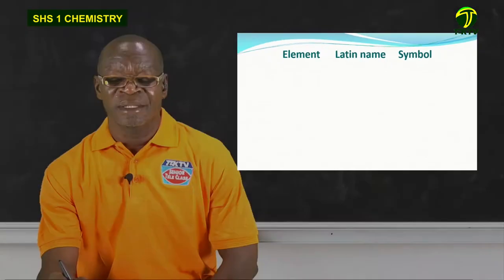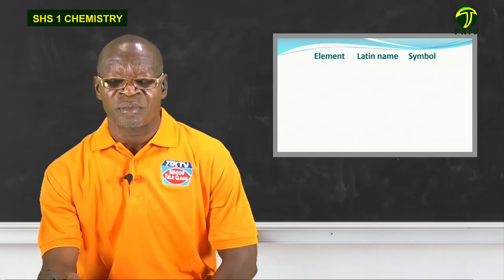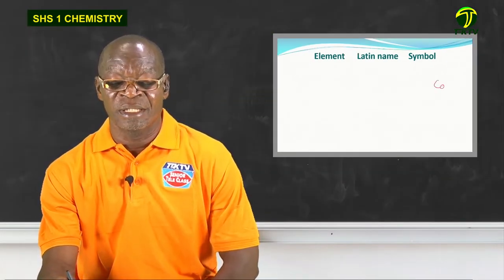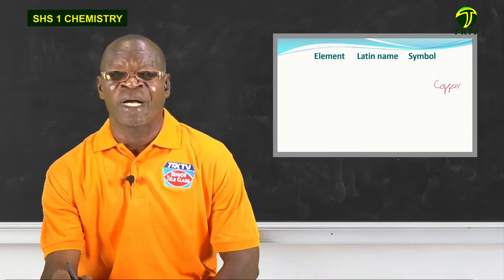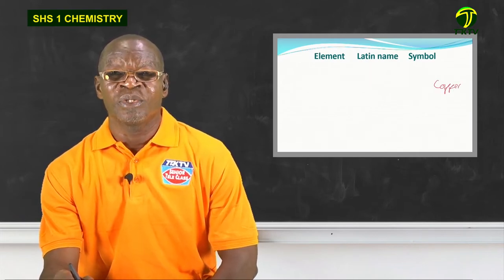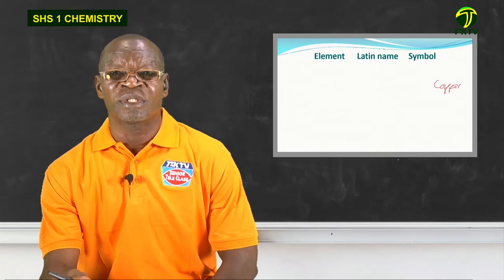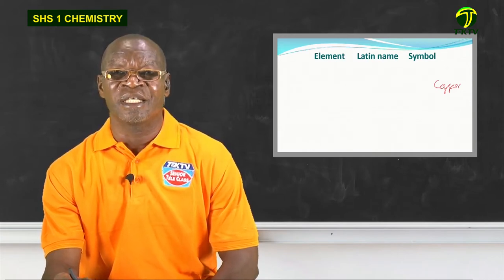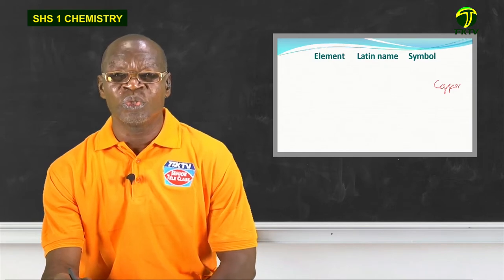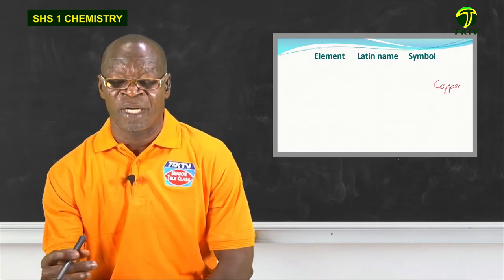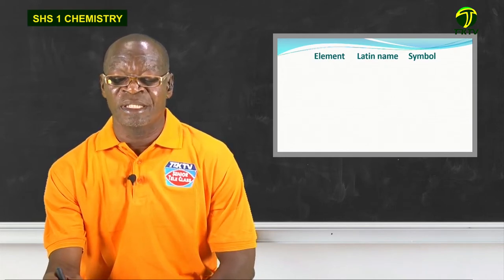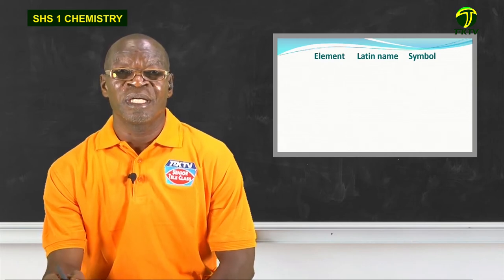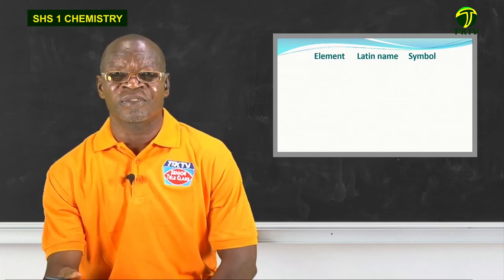If you take a substance like copper, and we have the English name, copper, we don't use C, we don't use Co neither, but we use Cu. But if you look at the English name, you see that there is no U in the name of copper. But how do we obtain the Cu? Let's look at examples of such.